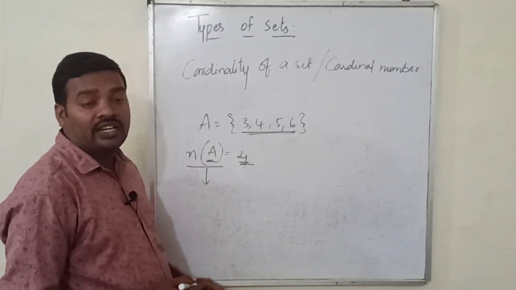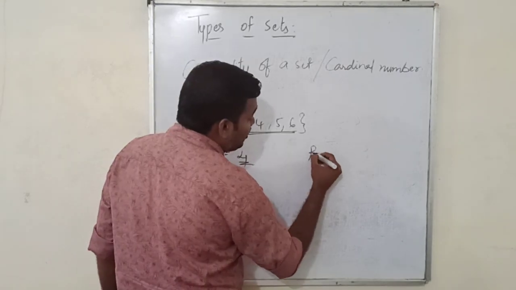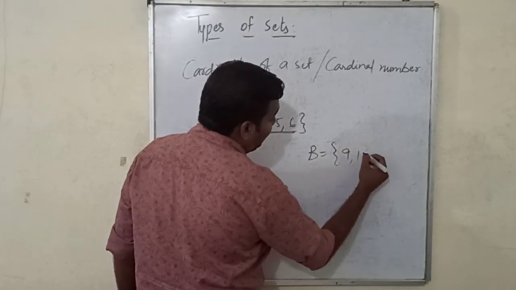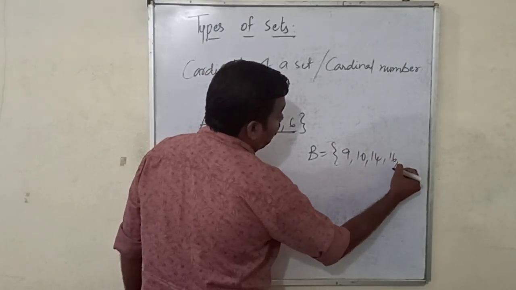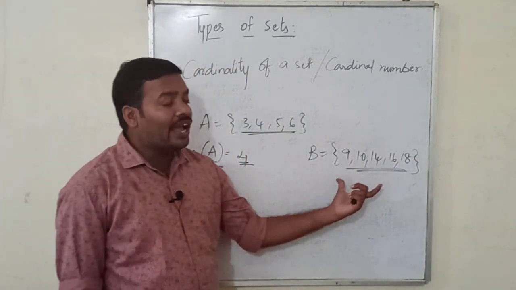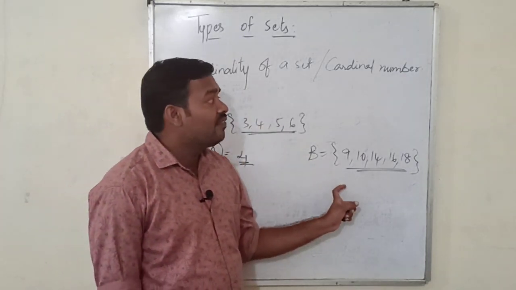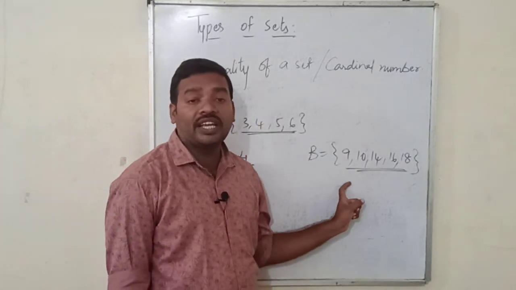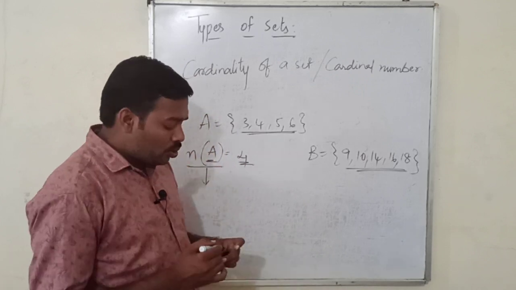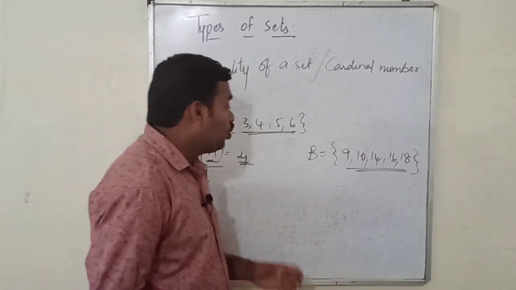Now, if you take B = {9, 10, 14, 16, 18}, then there are 5 elements in this set. So the cardinality of the set B is 5, or the cardinal number of B is 5. In order to understand equal and equivalent sets, we need to know this.